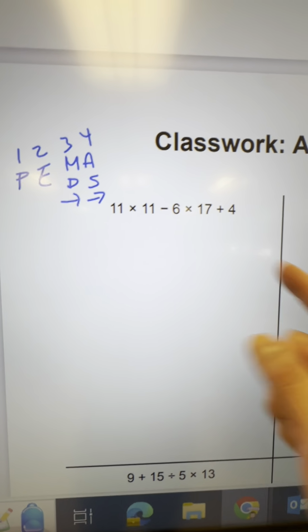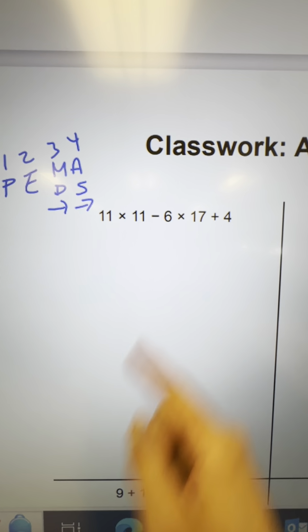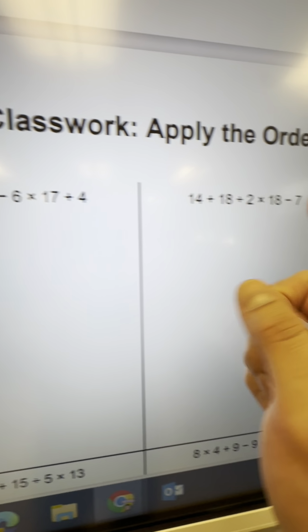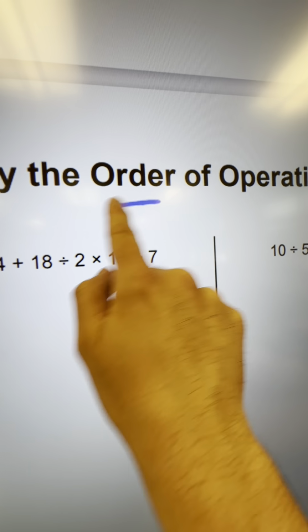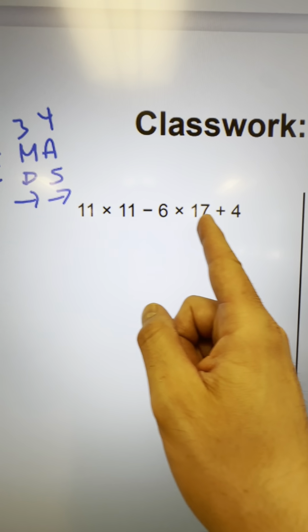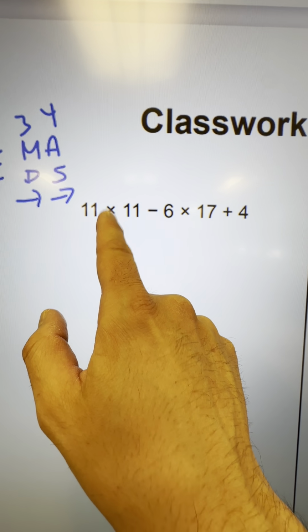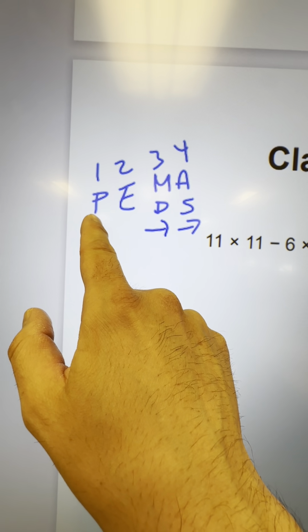All right, let's just jump right into the examples. I'm going to model for you how I use this to help me answer each problem. Remember, it doesn't matter which problem you get, you always have to follow this order. That's the most important thing. Again, that's why they call it the order of operations. As I scan this problem, I just ask myself, what kind of operations do I have? In this case, I have multiplying, subtraction, multiplying, and addition. Remember, step 1 is parentheses.